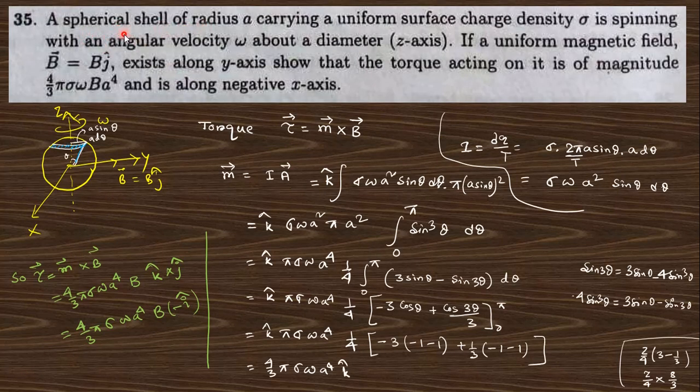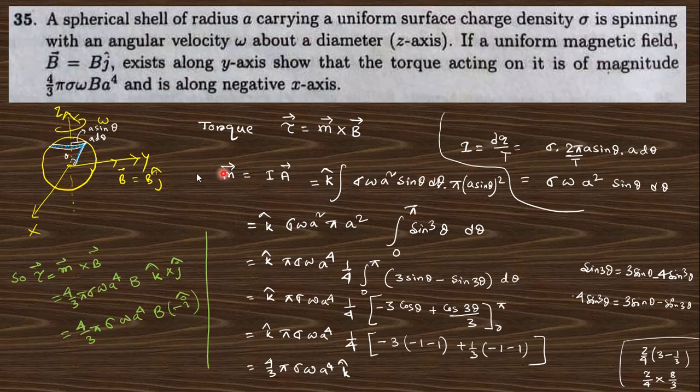A spherical shell of radius a carrying a uniform surface charge density sigma. This is a spherical shell whose surface charge density is sigma, spinning with angular velocity omega about its diameter, and take this diameter as the z axis. If a uniform magnetic field B is along the y direction, then the torque will be like that, right? And you know the torque is nothing but m cross B. The magnetic field is constant, so you need to find m, the magnetic dipole moment of this sphere.